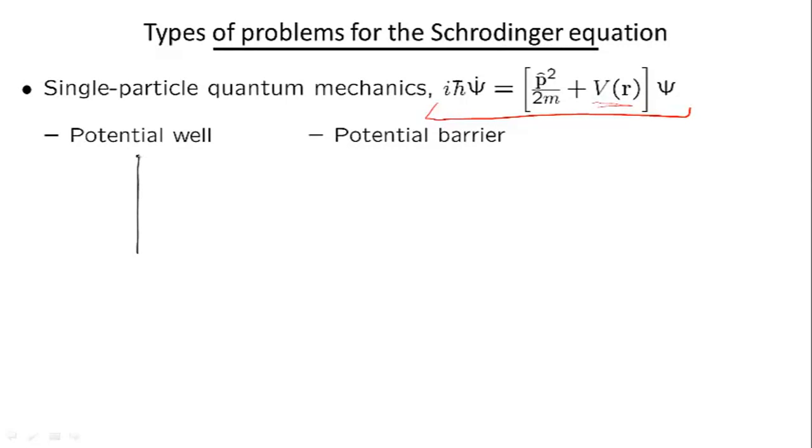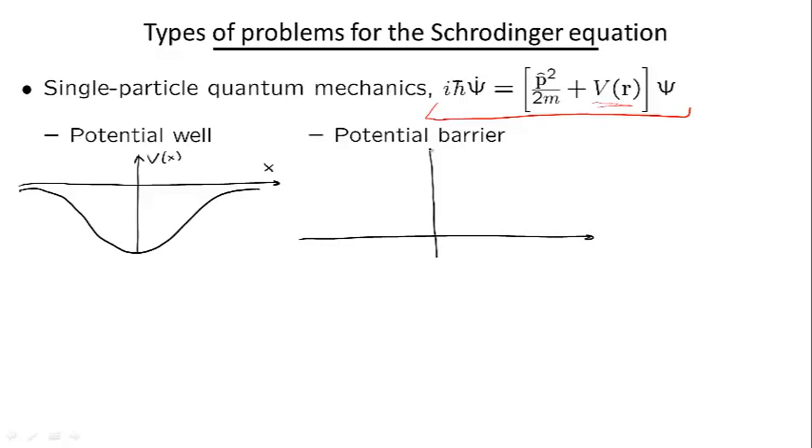Let me present a simple illustration of what a typical potential well looks like. This is V of x, in 1D quantum mechanics, and this is a 1D coordinate. A potential barrier would look sort of opposite to it. It would look like a hill. Today we're going to focus our attention on the physics of quantum potential wells.